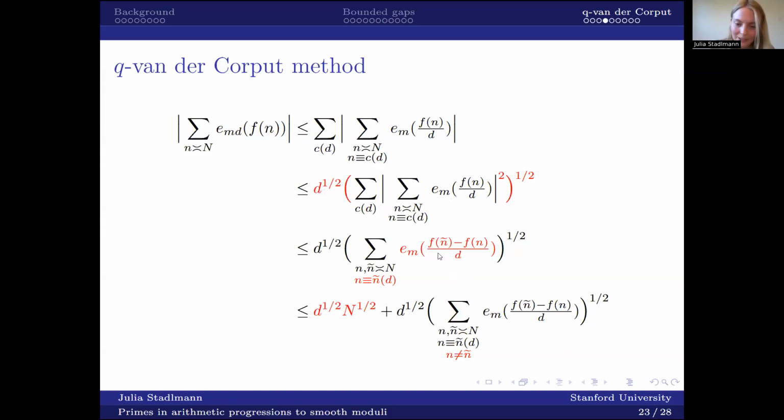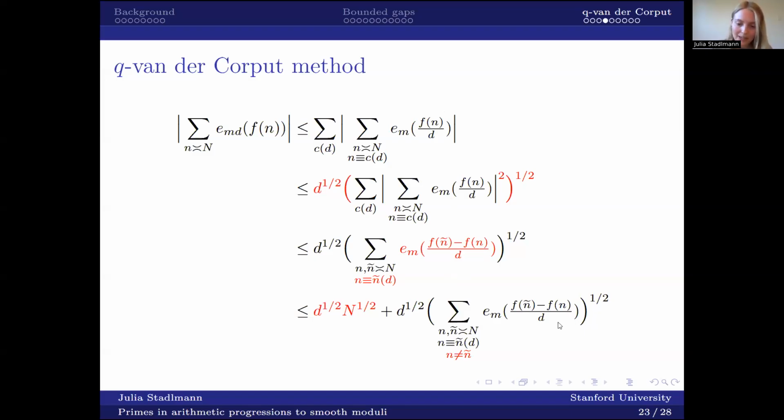For n not equal to n tilde, we still have that n is congruent to n tilde mod d, and for that reason f(n tilde) minus f(n) is divisible by d. And if we cancel out the factor of d in the top and the factor of d in the bottom, we see now that the d is actually gone.